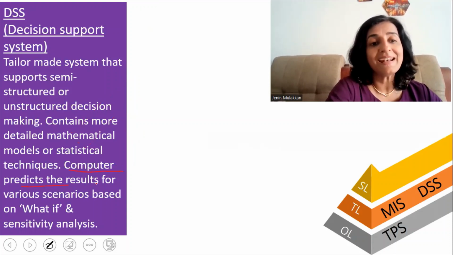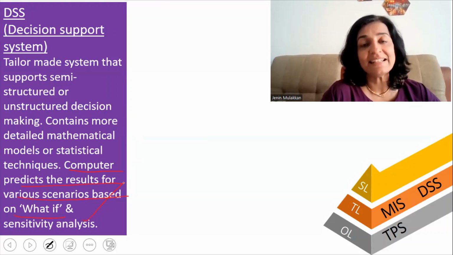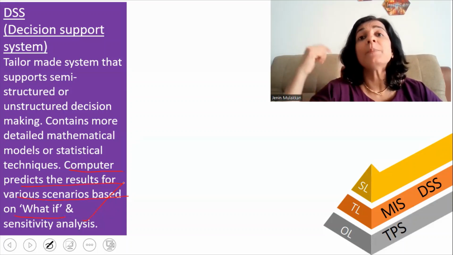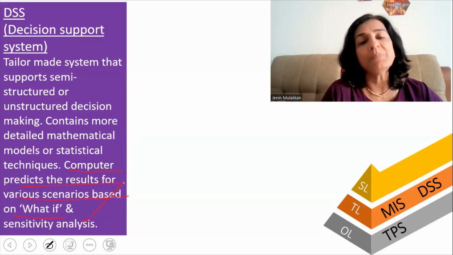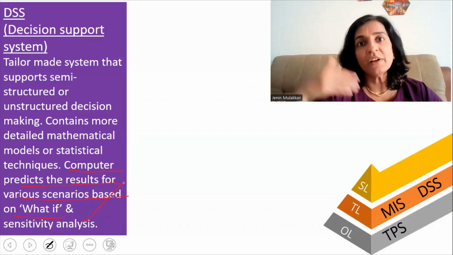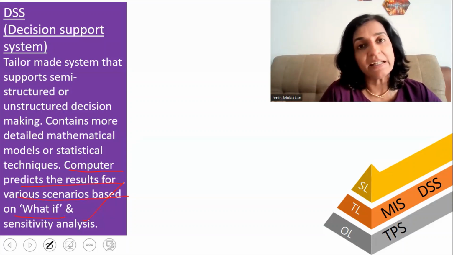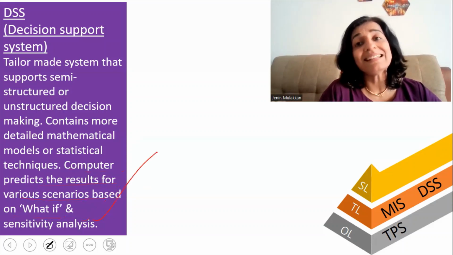Now, the computer predicts the results for various scenarios based on what-if and sensitivity analysis. What do you mean by what-if analysis? That is, what if the selling price is increased by, say, 10%? Then what will be the bottom figure, or what will be the profit of that particular product? Or adopting a sensitivity analysis. What do you mean by sensitivity analysis?